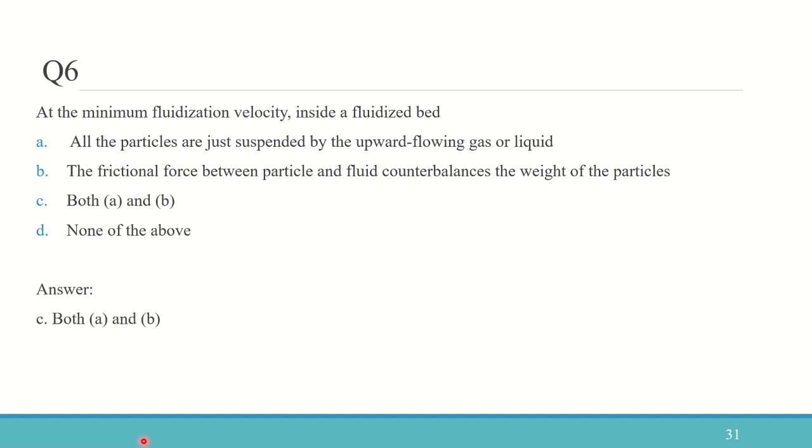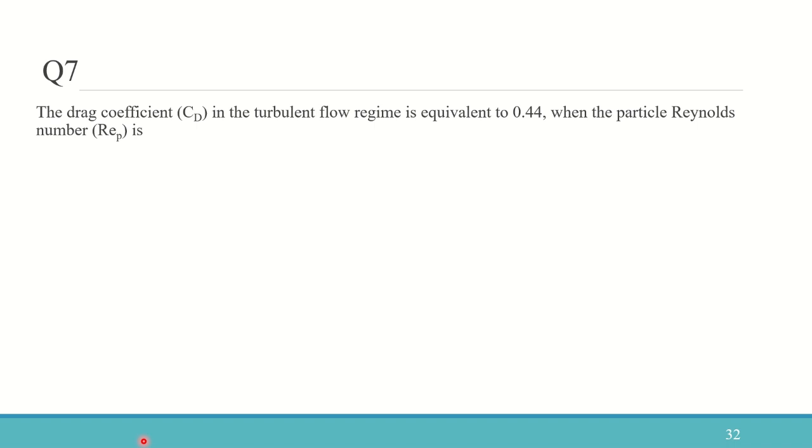Now we'll go to question 7. Drag coefficient in the turbulent flow regime is equivalent to 0.44 when the Reynolds number is, option A greater than 500, option B greater than 1000, option C greater than 1500, option D greater than 2000. So here it is given that drag coefficient in turbulent flow regime is equivalent to 0.44.